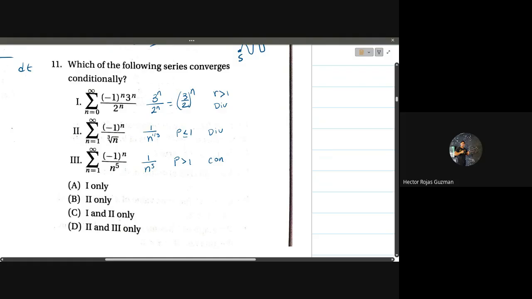Now, converging conditionally means that the absolute value of the series diverges, but the original one converges. And the original ones technically all converge because of the alternating series test. So which ones converge? Oh, wait, just kidding. The first one doesn't converge. The first one also diverges, even if we look at the alternating series test, because the numerator is growing faster than the denominator. So the only one that converges conditionally would be number 2.